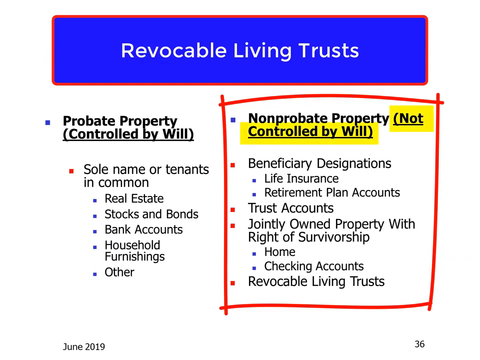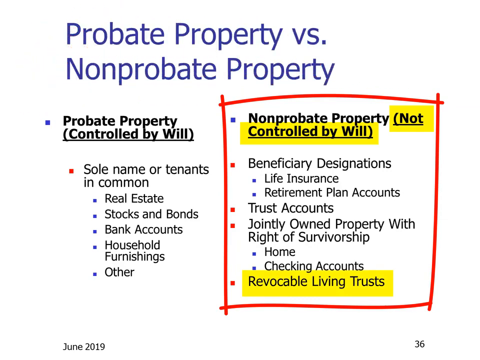We looked at the different types of property described on this slide. The property on the right-hand side of the slide are the most common types of non-probate property. If you look down at the bottom of the list of non-probate property, you'll see revocable living trusts. You might recall that when we were talking about non-probate property, I said that this was property which, by the terms of an agreement or contract, will pass to the beneficiary when the owner of the property passes away.